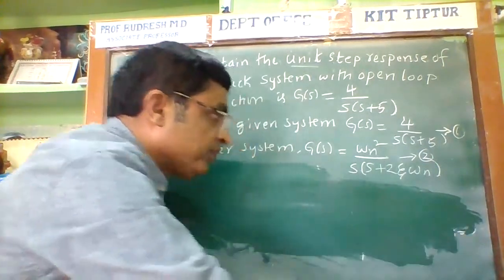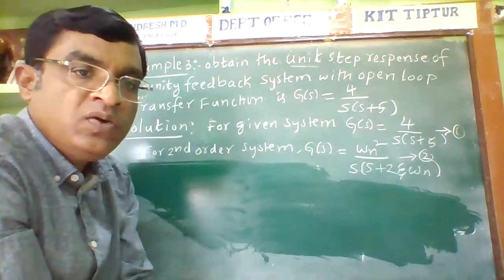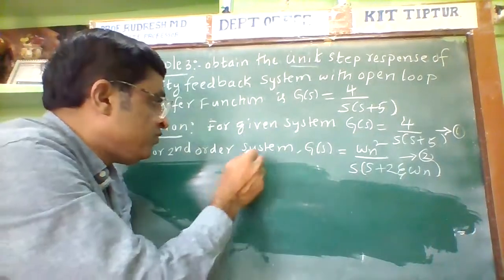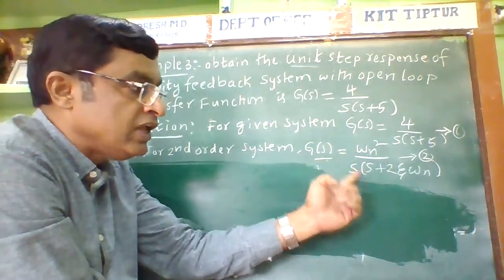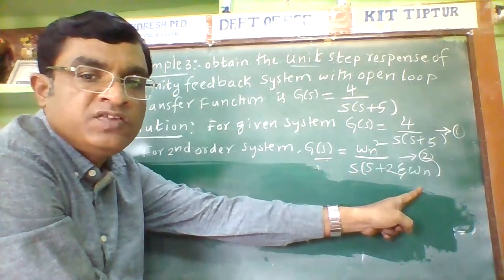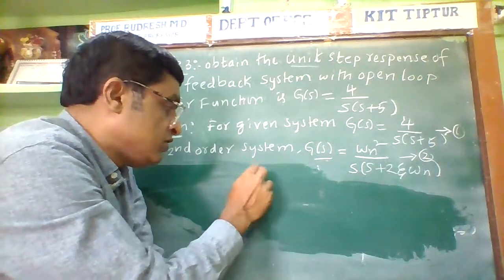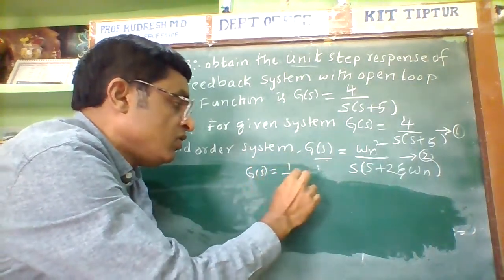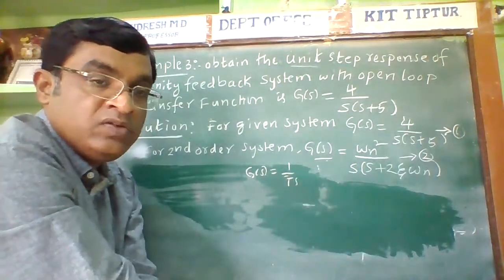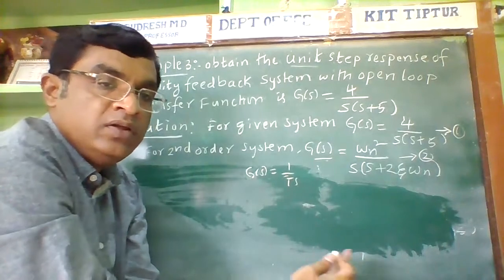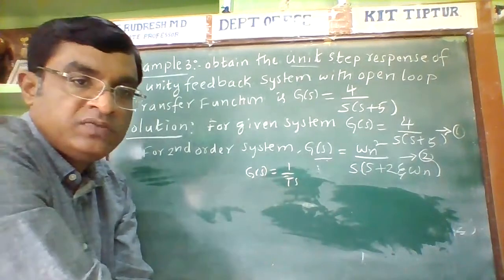Now if I compare, this is the G(s) value. For the second order system, what is the G(s) value? The G(s) for the second order system is omega n square divided by s into (s plus 2 zeta omega n). This is very important. For the first order system, G(s) is equal to 1 by Ts. We should remember G(s) is called the feed forward transfer function, H(s) is called the feedback transfer function, and the product of G(s) into H(s) is called the open loop transfer function.